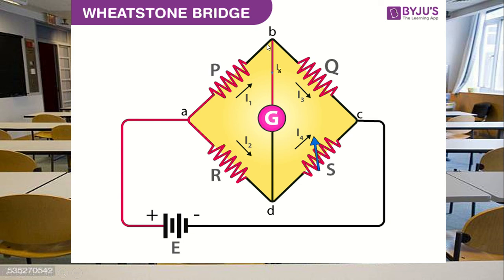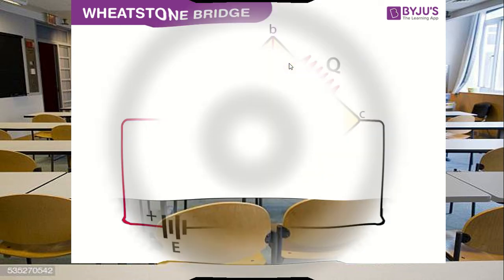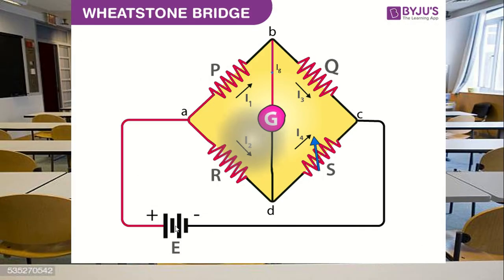But if the potentials at points B and D are the same, then what happens? Then no current will flow through the galvanometer, because for current to flow there should be a reason, that is, a potential difference at the two ends of the conductor. If the potentials at B and D are the same, no current flows through the galvanometer, and that situation is called the balanced condition or null condition. By controlling different resistances in the circuit, the balanced condition is established.